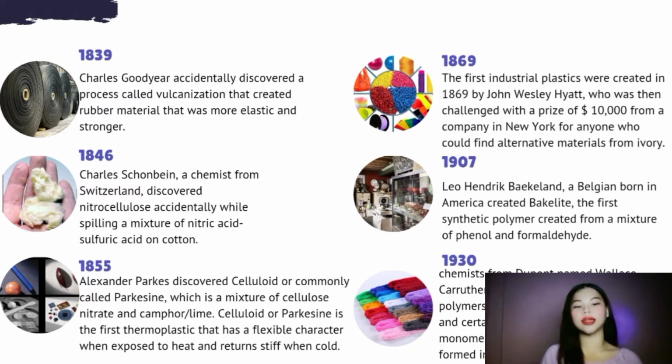So now let's proceed to 1869, where the first industrial or synthetic plastic was created by John Wesley Hyatt. He was the one who took up a challenge with a prize of $10,000, which is equivalent to 559,650 Philippine pesos right now, from a company in New York for anyone who could find an alternative material to ivory. So, what is ivory? Ivory is a material that is taken from mammals. The best example of that is elephant teeth.